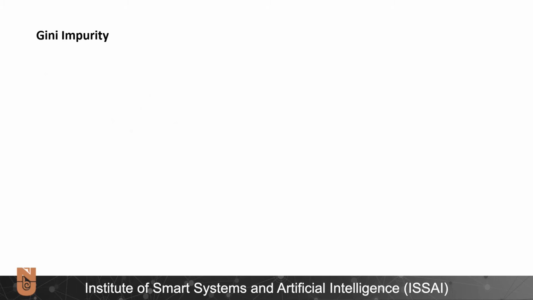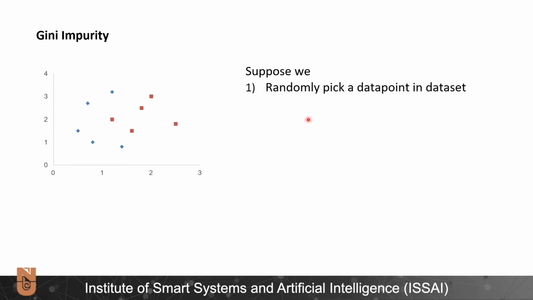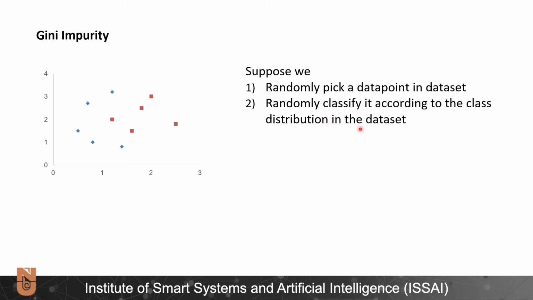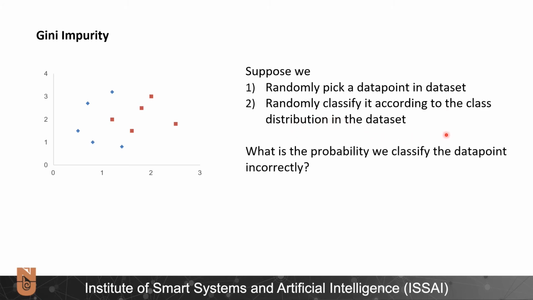Gini impurity. Let's consider this dataset again. And suppose we randomly pick a data point in a dataset and randomly classify it according to the class distribution in the dataset. So what is the probability we classify the data point incorrectly? The answer to this question is Gini impurity.